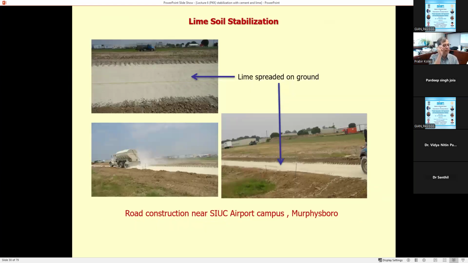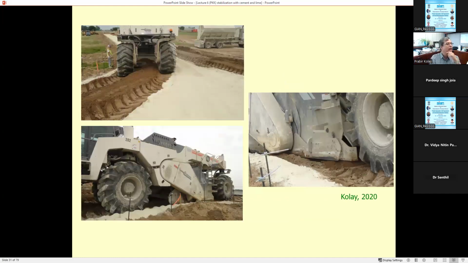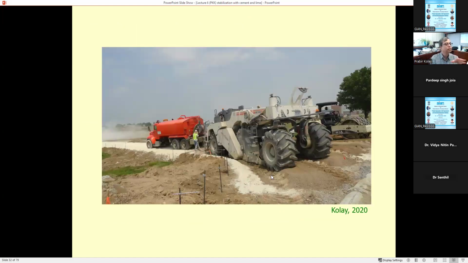So this is close to my campus. I just took some pictures here. First they spread the lime using this machine. And then this is the main mixer over here. You see, initially the lime was there. When the truck goes with the mixer, the mixing process happens inside. And then when it passes, it is already mixed. So this is already done. You see, it's already mixed one time; they do it 2 times.